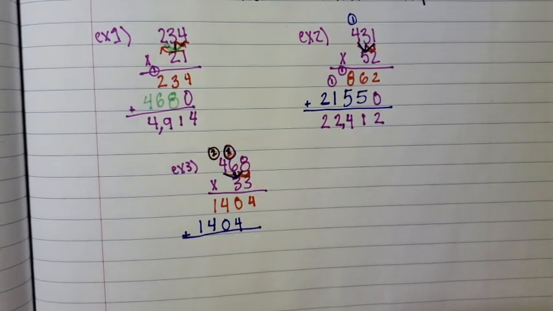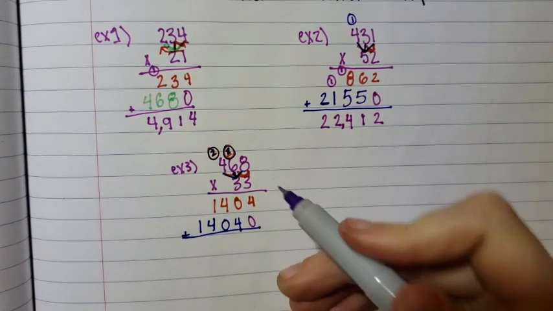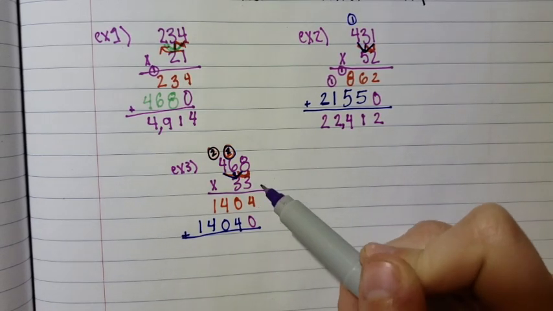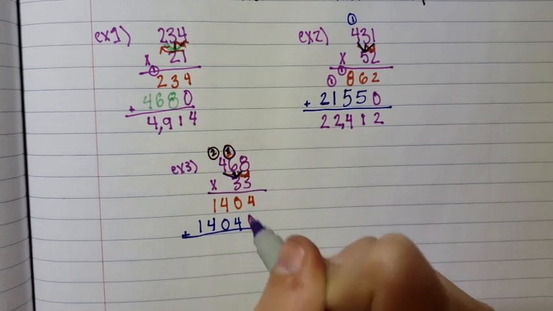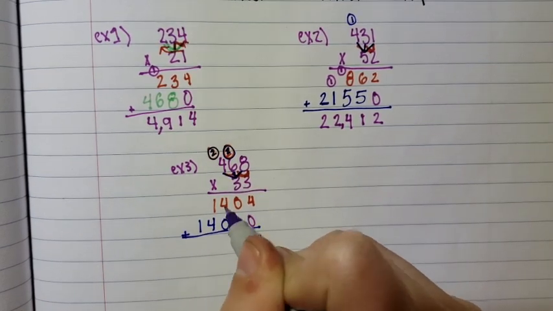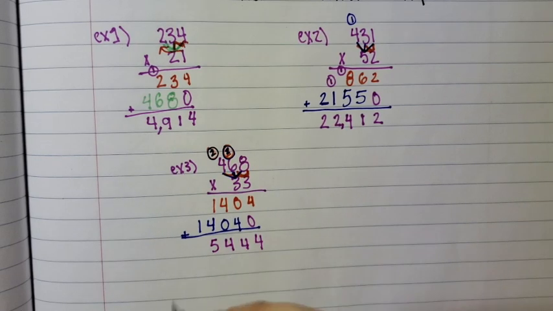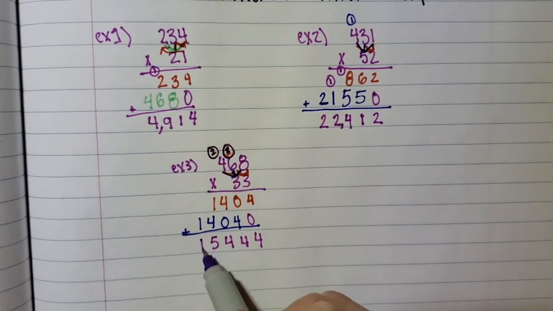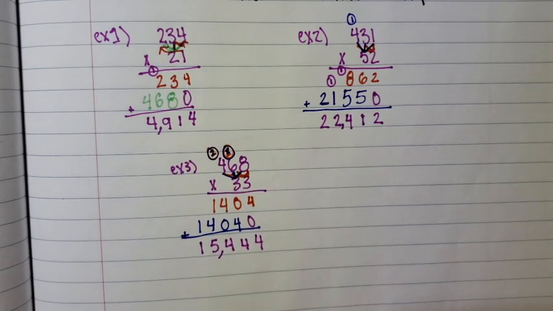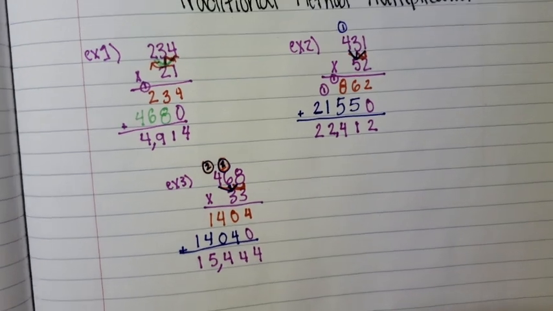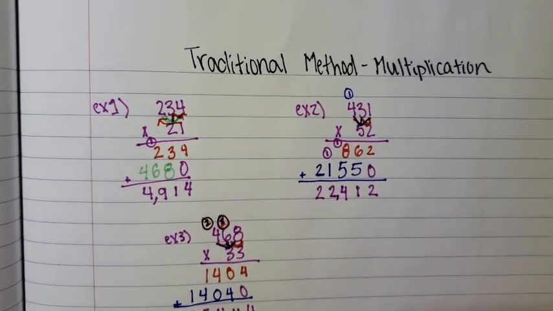And then you add. So put that 0 there if you need to. 4 plus 0 is 4. 4 plus 0 is 4. 4 plus 0 is 4. 4 plus 1 equals 5. And 1 plus 0 is 1. So your answer is 15,444. So that is the traditional method of multiplication.